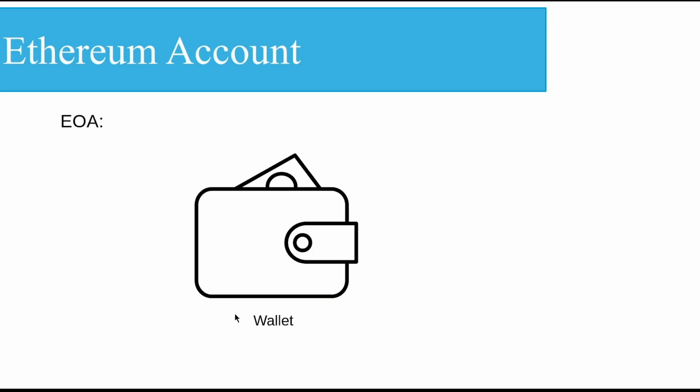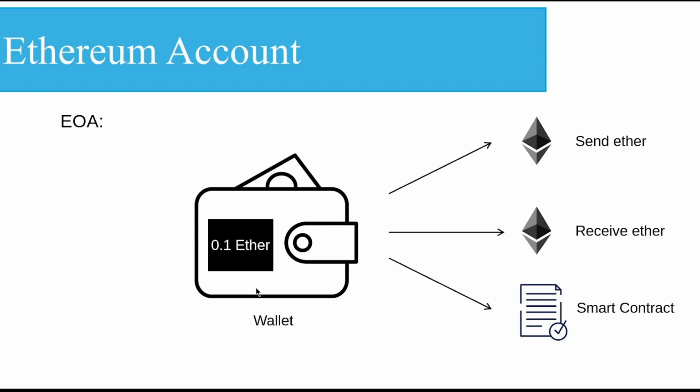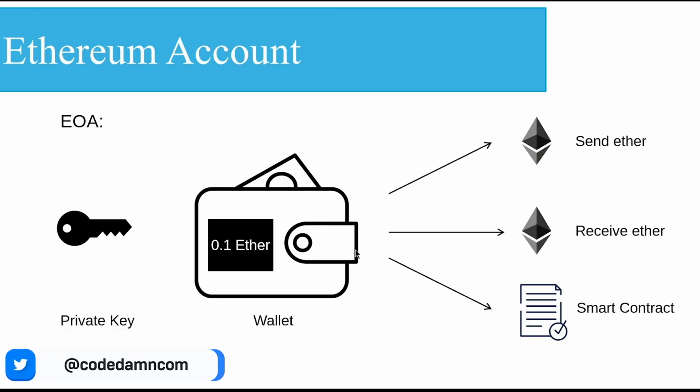Now, why do we need this wallet? We need this wallet so that we can send Ether, receive Ether, plus we can interact with other smart contracts. And this wallet also helps us to see our account balance, like how much Ether we have in our account. So all these functionalities can be performed with the help of your wallet. But to access your wallet, you need a special thing called a private key. This private key is just like a password to your wallet, with the help of which only you can access your wallet and nobody else can. So this private key is just a password to your wallet.